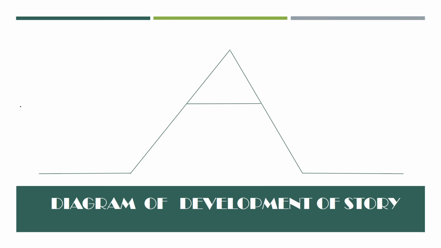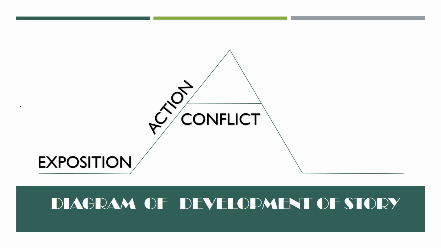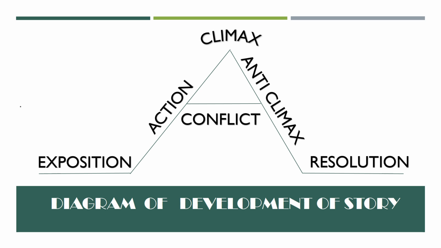In the beginning, characters and scene are revealed, which is known as exposition. Then the action takes place. As the action rises and grows intense, some conflict or problem arises. At the next stage, conflict takes the story to the climax, where action reaches the peak. After that, the action falls down, which is called anticlimax, which brings resolution or solution to the problematic situation, and the story ends in happiness.